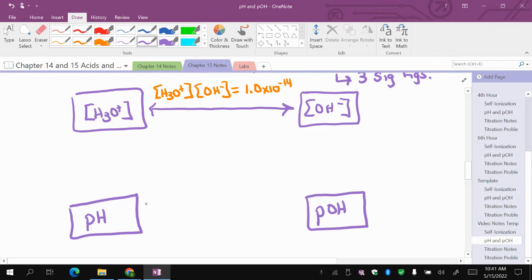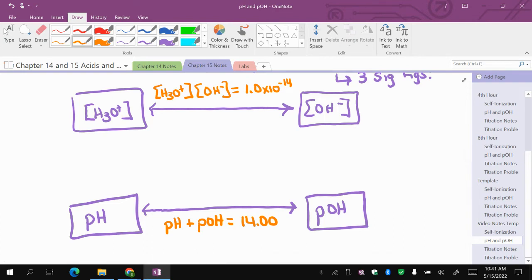So the first one I'm going to do here that we didn't talk about yet: if you look at the pH scale and the pOH scale, they're both from 0 to 14. If the pH is 7 or the pOH is 7, then it's neutral. So if you have the pH plus the pOH, that will equal 14. So if I know the pOH of a solution, I can take 14.00 minus the pOH and get the pH, or vice versa.